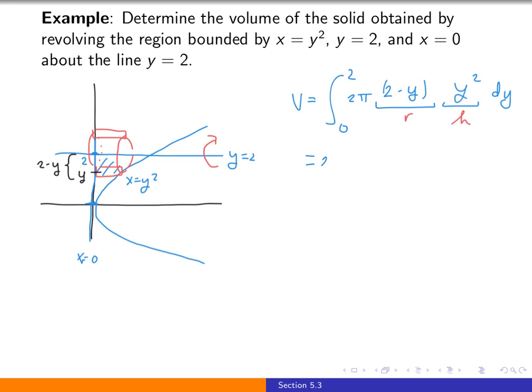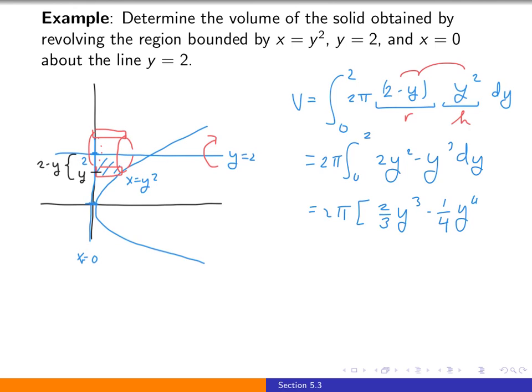So let's evaluate. 2 pi pulls out front. We have the definite integral from 0 to 2. And we're going to take the y squared and distribute it through. So that'll be 2y squared minus y cubed. And then we anti-differentiate term by term. So the 2 pi is hanging around out front, and we'll have 2/3 y cubed minus 1/4 y to the 4th, all from 2 to 0. So we plug in 2, we put a minus sign, we plug in 0.